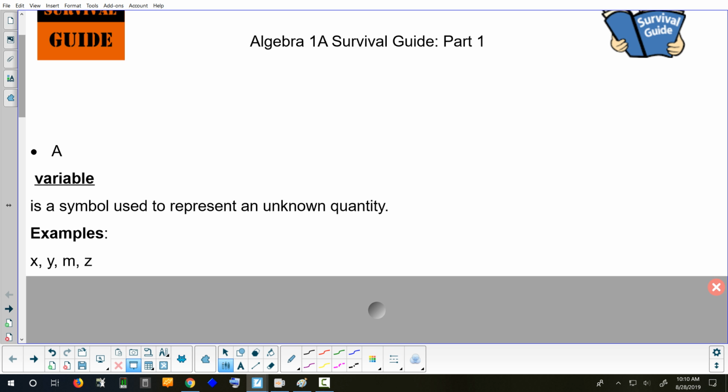Has anyone heard y equals mx plus b? Yeah, we're going to spend a ton of time on that way later, probably like October, November.